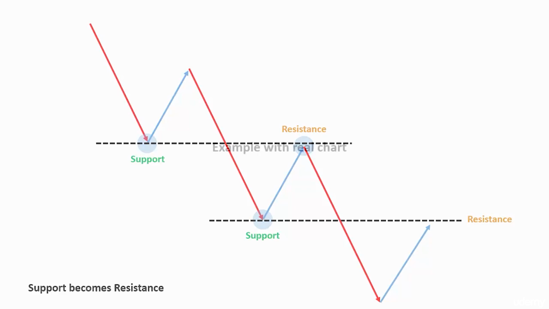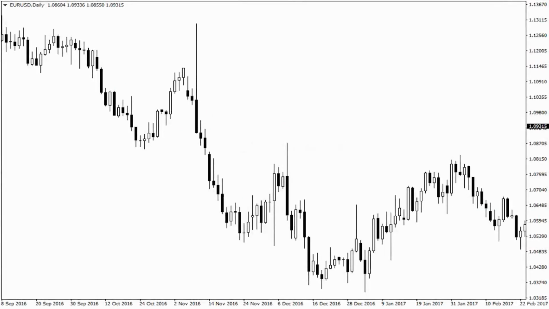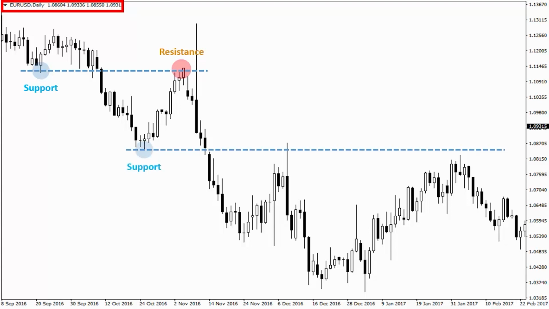Now let me give you an example of the setup using a real price action chart. As you can see, this is a day chart of Euro versus US dollar. Here you will notice that this support has acted as the resistance for the second bullish rally in this chart. And then the next bottom or support has worked as the resistance for two of the next back-to-back bullish rallies in this price action chart.